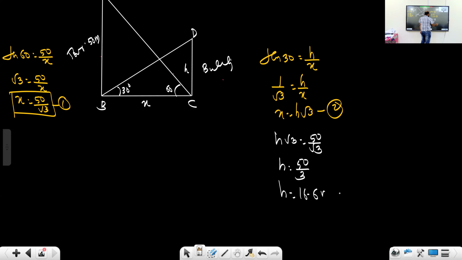So what is 50 by 3? 16.6 meter approximately is the height of the tower. Sorry, building. It is the height of the building.